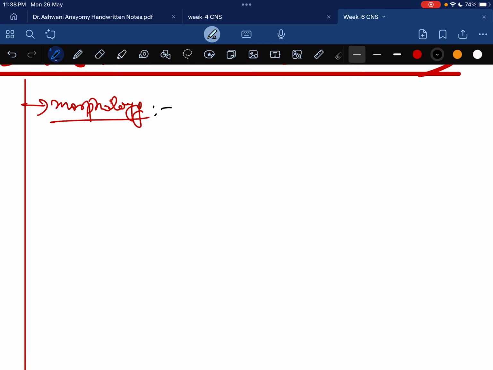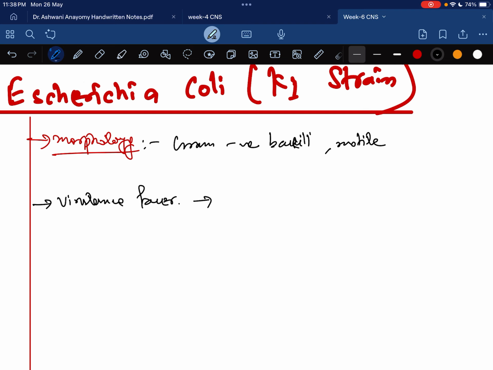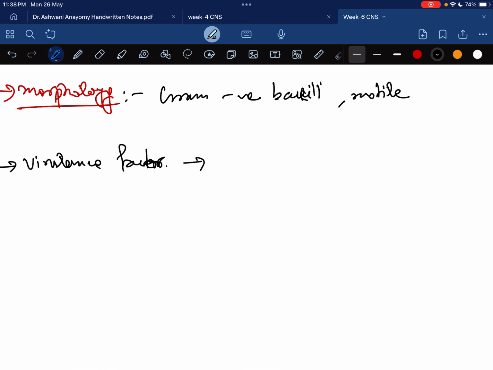Morphology: in the morphology of E. coli, it is a gram-negative bacillus, and it is motile when we look under the microscope. Regarding virulence factors of E. coli, there is a K1 capsule, and it resists phagocytosis.